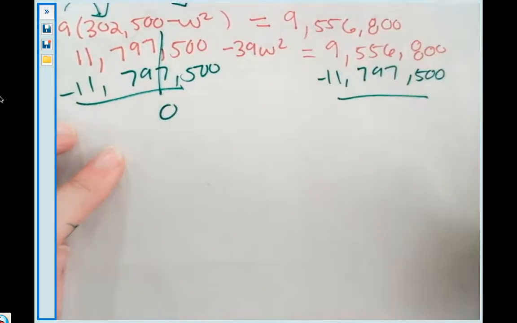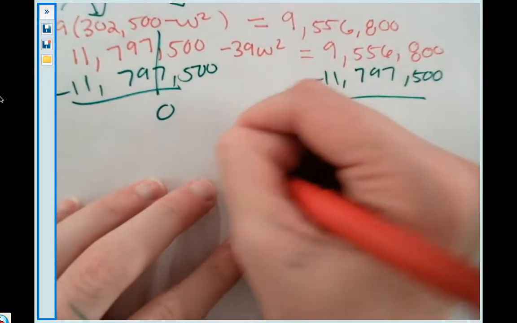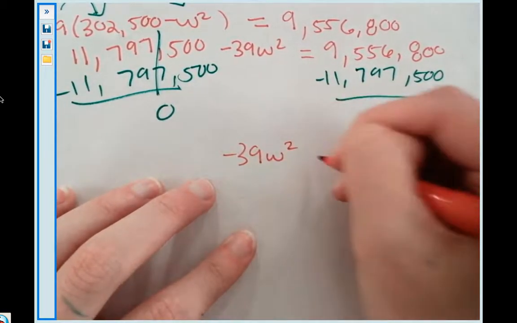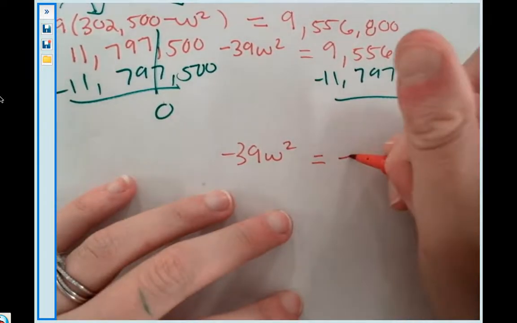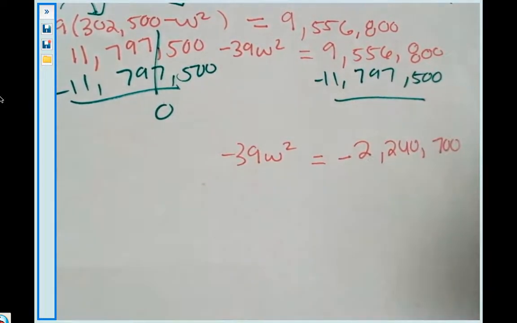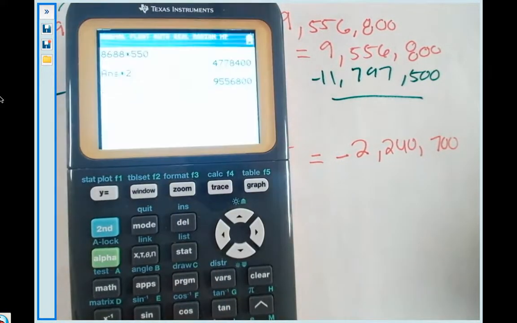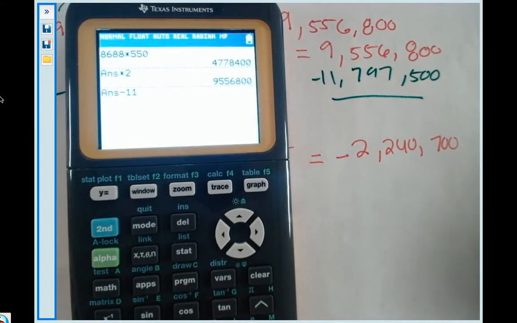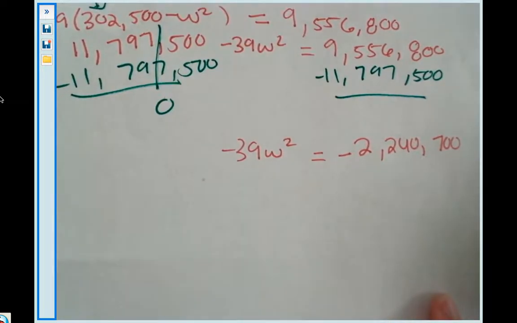Which this side will cancel and turn to 0. And we will be left with negative 39w squared equals, let's see, when we subtract those two, we'll get negative 2,240,700. All right, which I'll double check, but I'm pretty sure that's right. So minus 11,797,500. Bam, yes, precisely. Awesome. All right, let's keep going.